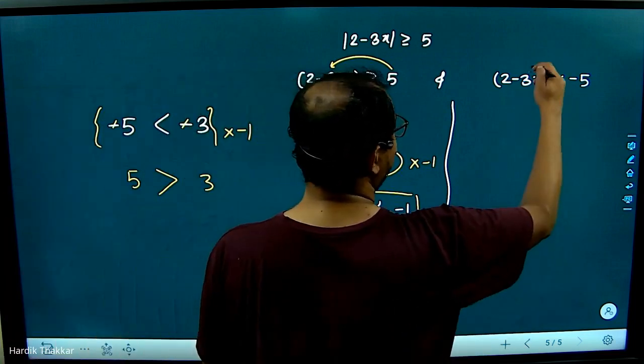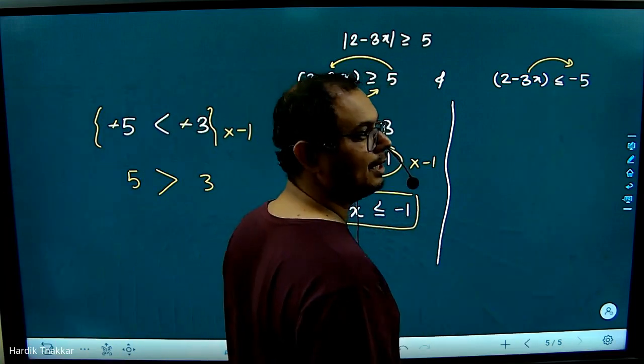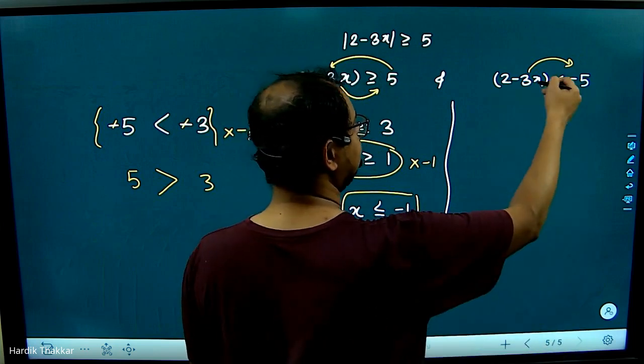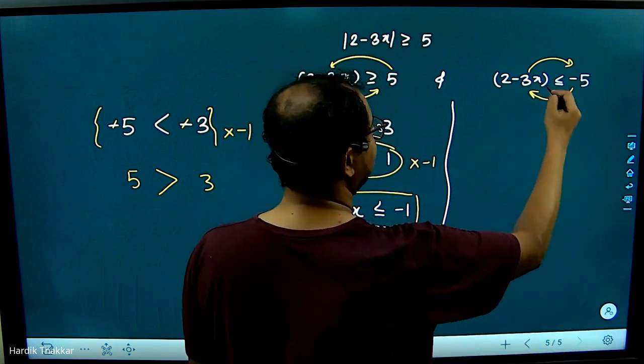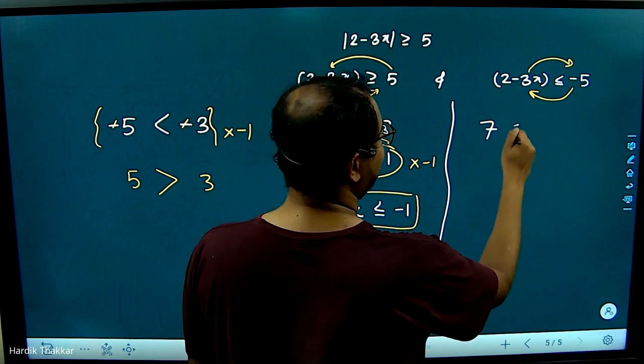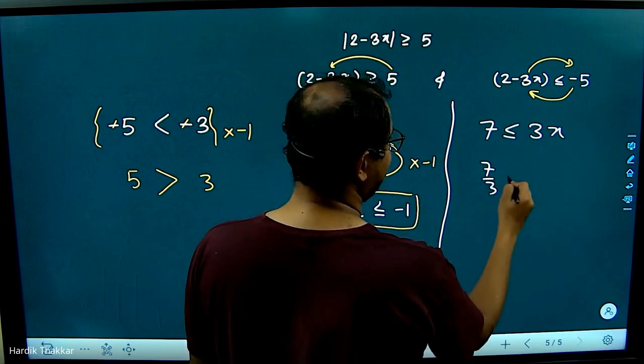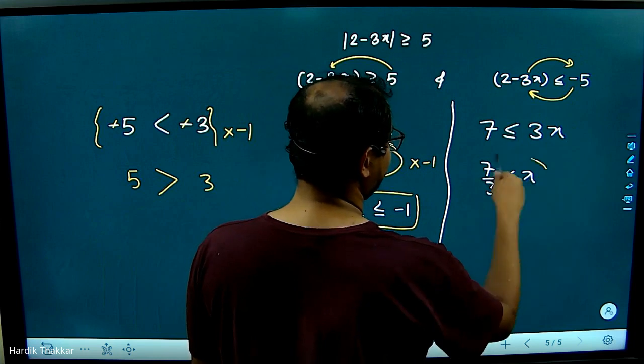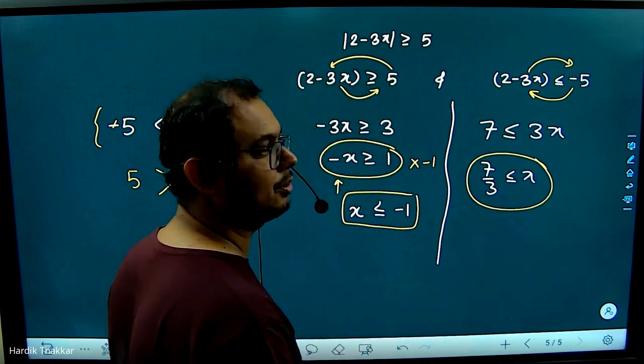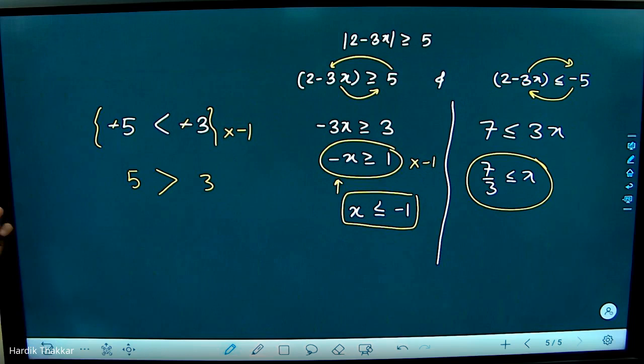So it is better to avoid the situation of getting -x. You can shift this term here, this term here. You will get 7 less than or equal to 3x like this. So x is greater than or equal to 7 by 3. So this will be your solution. Okay. Now is it fine? Yes, sir. Okay.